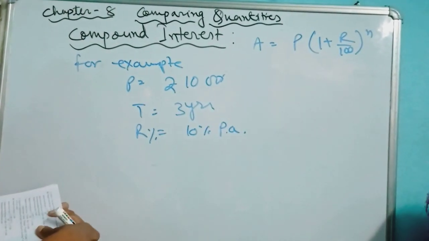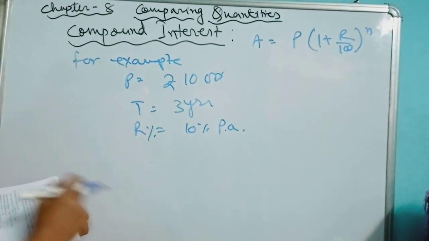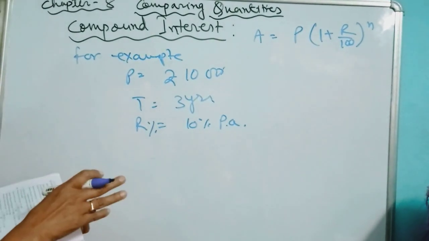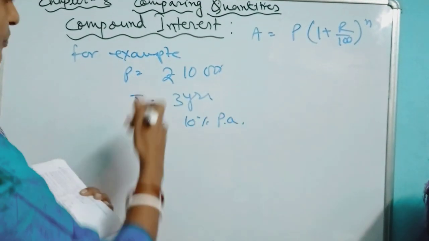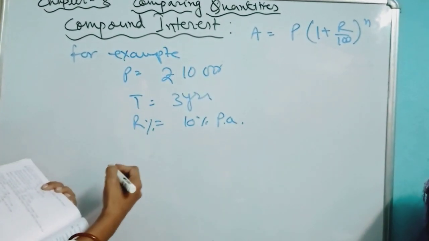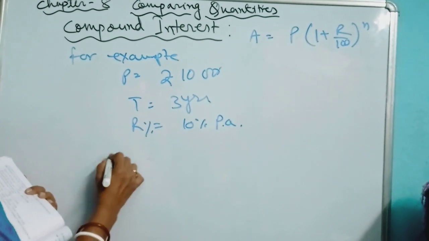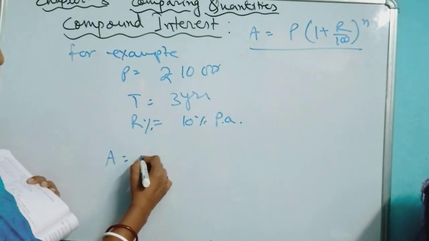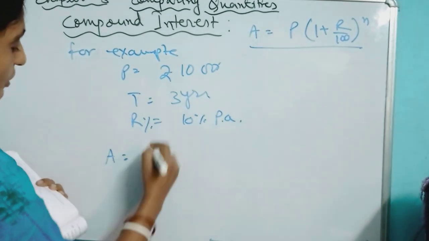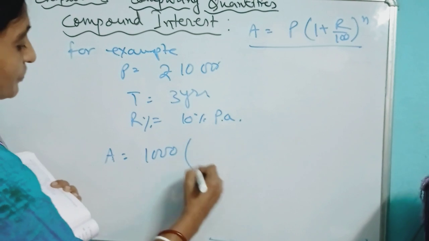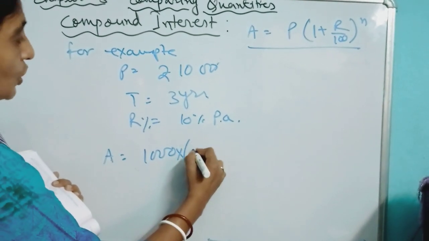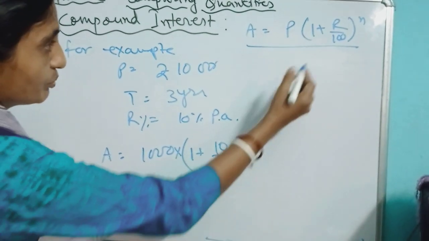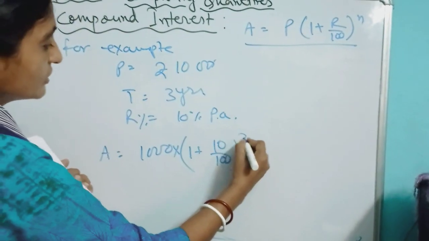Now you have asked for the compound interest he will get. It has not been mentioned how it is compounded, that means it will be compounded yearly. So what will be the interest he will get? Here you have been asked to find that out. First we will go for the formula. As we know, for compound interest, amount is equal to P into 1 plus R by 100 to the power n. In place of P I will put 1000, then 1 plus 10 by 100 to the power n, that means the term, which is 3 years.